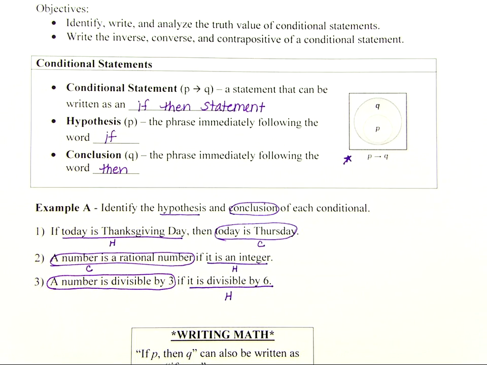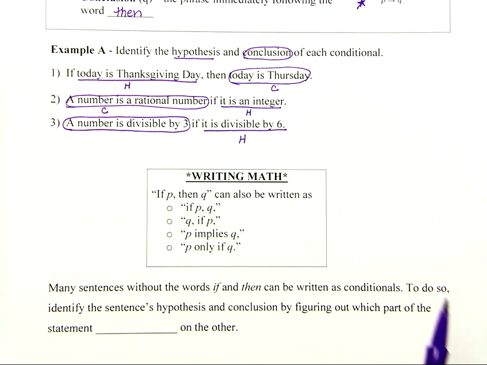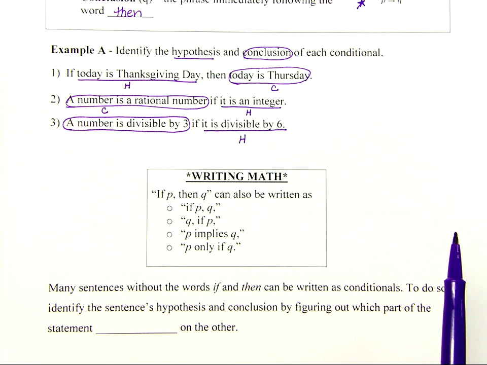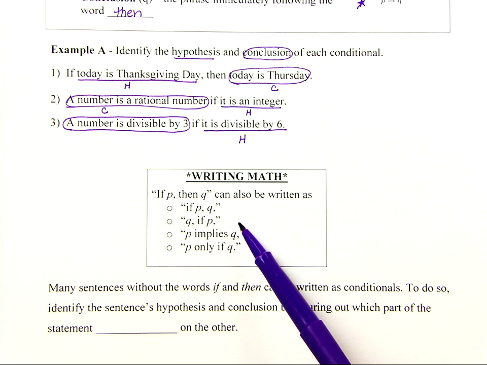The conditional statements can be written a couple different ways. You can see in the middle, we talked about writing them if P, then Q, but they can also be written if P, comma Q, Q if P, P implies Q, or P only if Q.